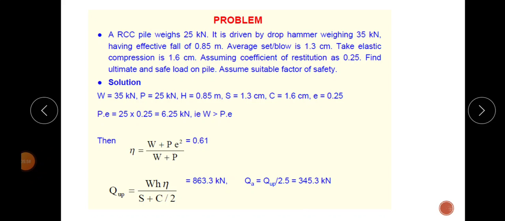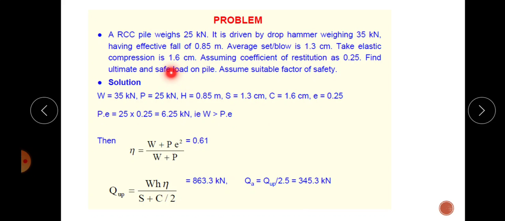So here W is the weight of hammer and P is the weight of pile. Okay, so pile weight is 25 kilonewton, that is P is 25 kilonewton, and hammer weight is 35 kilonewton, that is W is 35 kilonewton. Okay, so first you write down the parameters which are given. Then effective fall, that is height of fall, H is 0.8 meter, and average set per blow is 1.3 centimeter. So it is actually average settlement per blow, that is average penetration per blow, or S. S is 1.3 centimeter. So this S means penetration of pile per hammer blow.